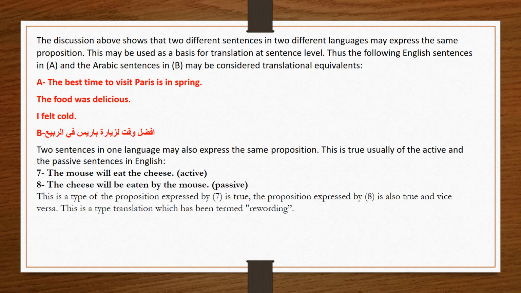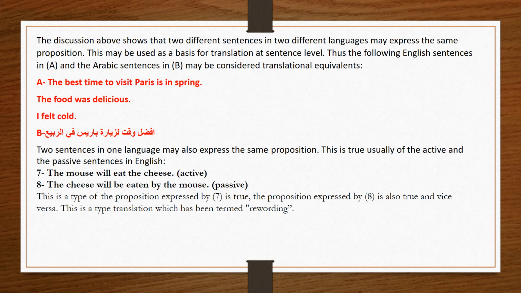Thus, the following English sentences in A and the Arabic sentences in B may be considered as translational equivalents. We have A here: The best time to visit Paris is in spring. The food was delicious. I felt cold. C translation: أفضل وقت لزيارة باريس في الربيع. Okay, في الربيع, in spring. Here we have the preposition "in", that means في, in spring, as you know, الربيع.